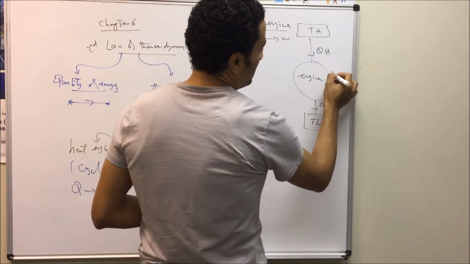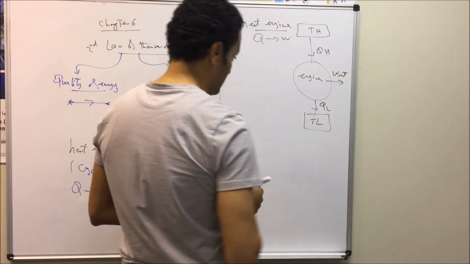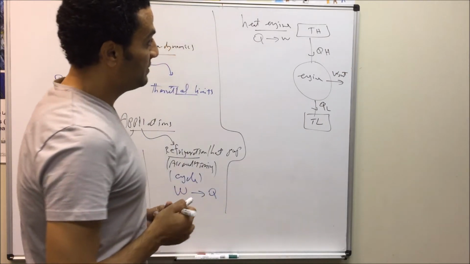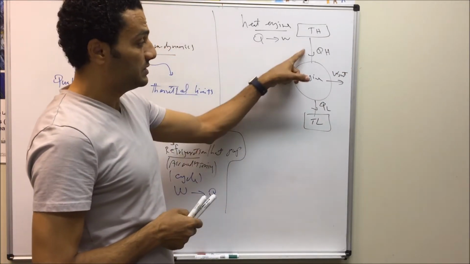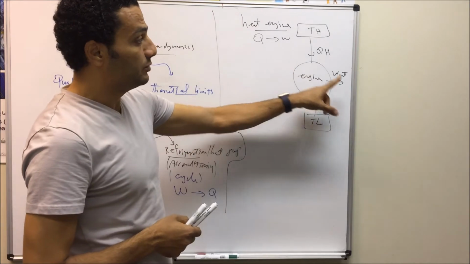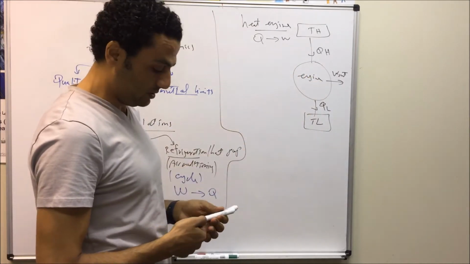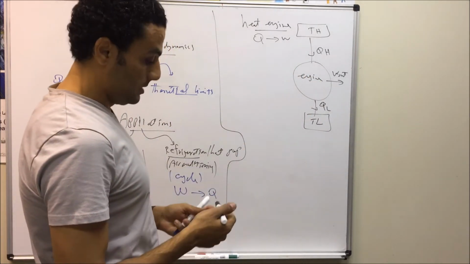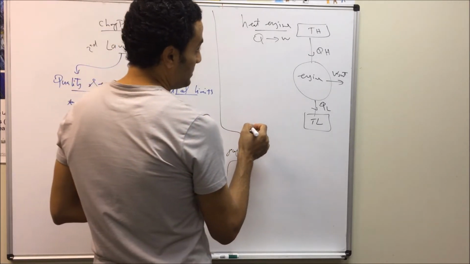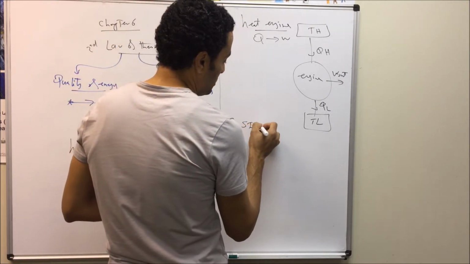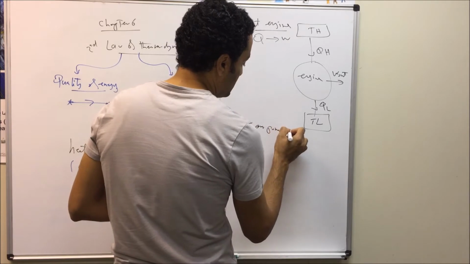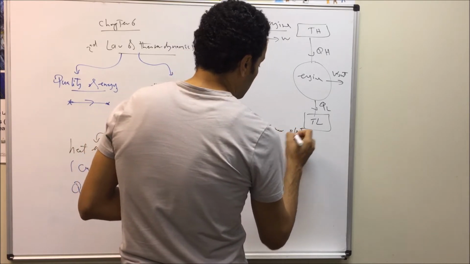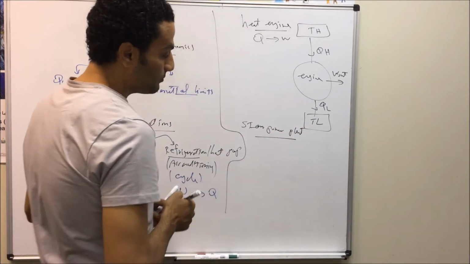And based on that we can actually have some work out of this system. So the main function of the heat engine is to convert the heat into work. Part of this heat is also rejected at low temperature. The most common example for the heat engine is what we call the steam power plant, which is the simple cycle for a heat engine.